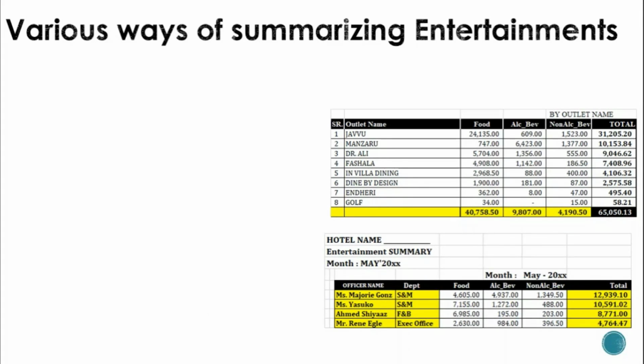And then another one is by the staff. Who is using the entertainment mostly? Who is approving the standard? Who is bringing the guests for entertainment? Mostly the highest ones are usually from sales and marketing, right? Because they are supposed to bring in the business.